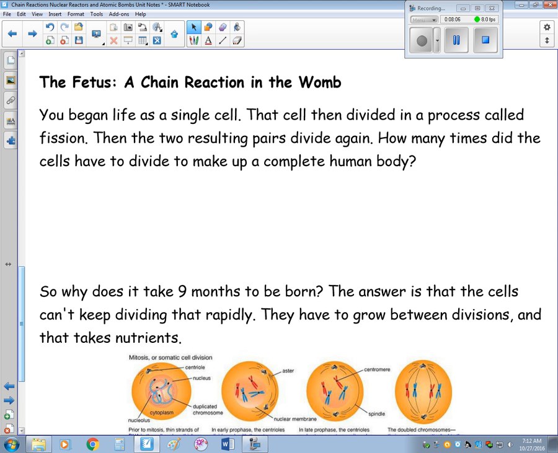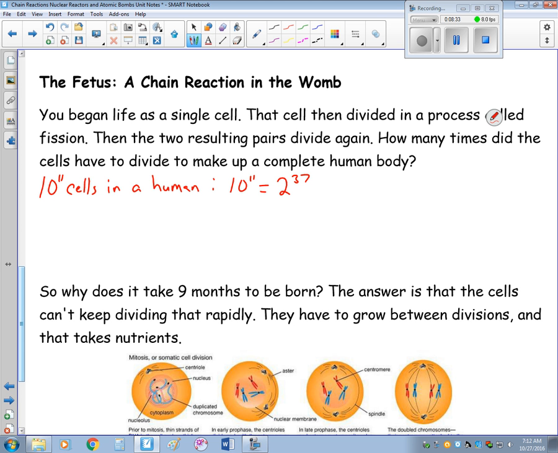So how many times did the cells have to divide to make a complete human body? Well, there are about 10 to the 11 cells in a human. So 10 to the 11 is approximately equal to 2 to the 37th. So in other words, we had 37 doublings.